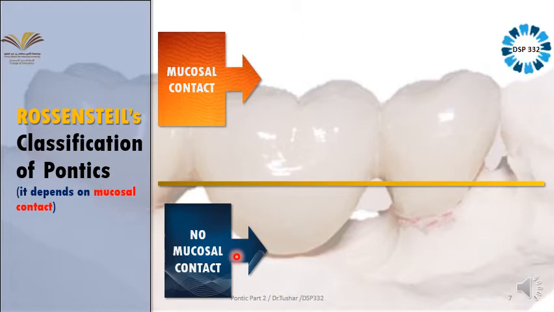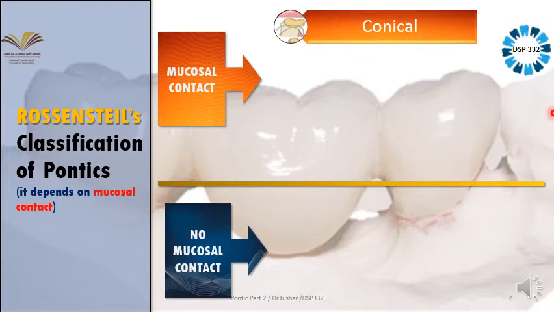As you know, in the sanitary pontic we saw there was some gap between the tissue surface and the pontic. So that was no mucosal contact. Mucosal contact means there is a contact between the pontic and the mucosa, like the saddle pontic we have seen. So first we will see the mucosal contact pontics.